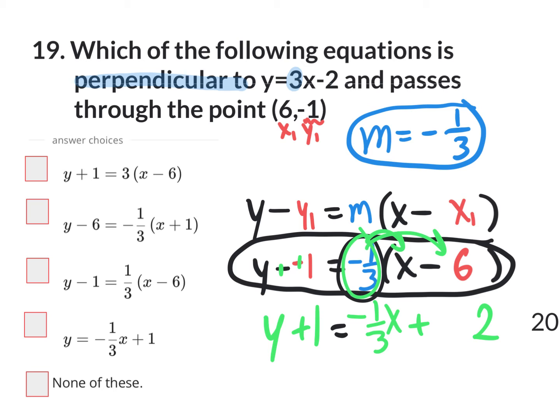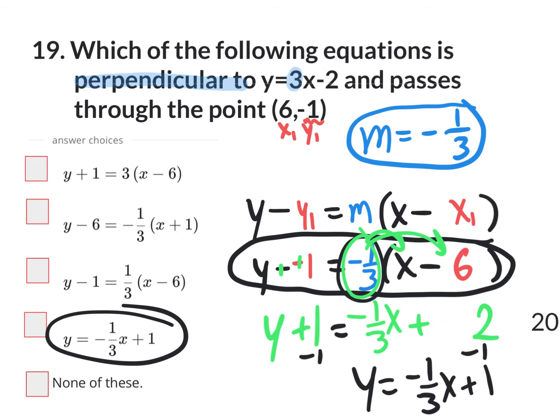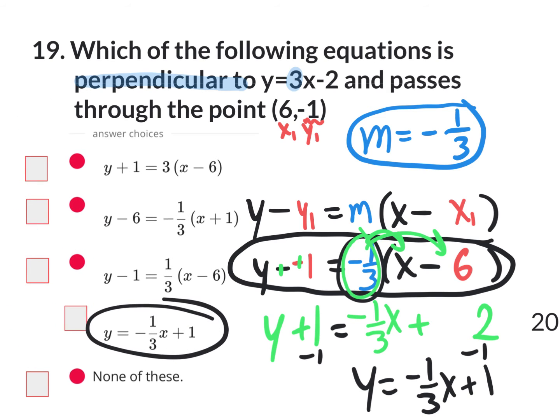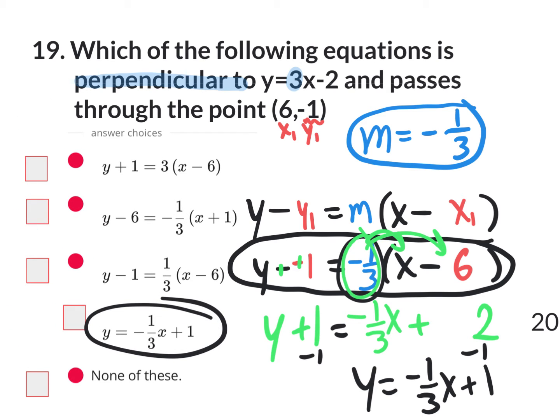So for my final step, subtract 1, and that'll be your answer. Y equals negative 1/3 x plus 1, and that's exactly what this is. That's why when you check your answer, this is the correct one right here. Okay, let's move on.